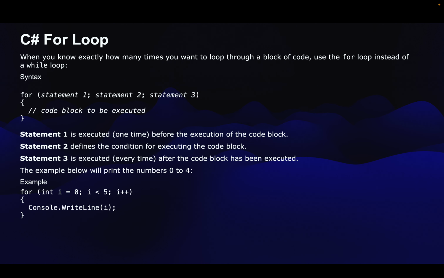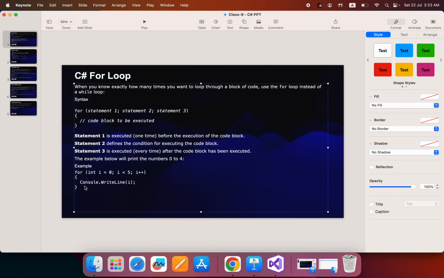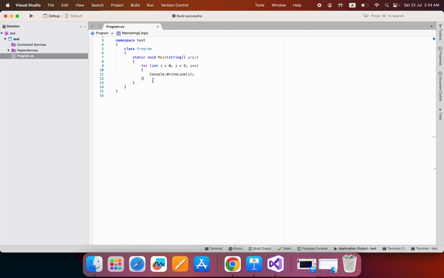The example prints numbers 0 to 4. Let's try to execute this loop in Visual Studio. Here I have taken one data type, int. This is the syntax: data type, variable from where you are going to start, the condition you are going to check, and plus plus, meaning it increments every time until the condition is no longer met.